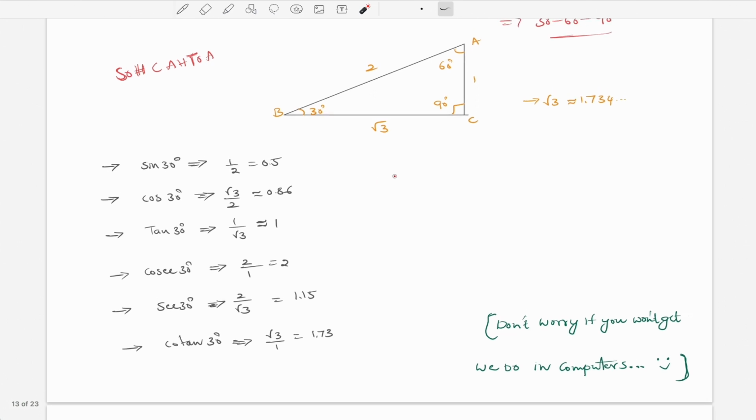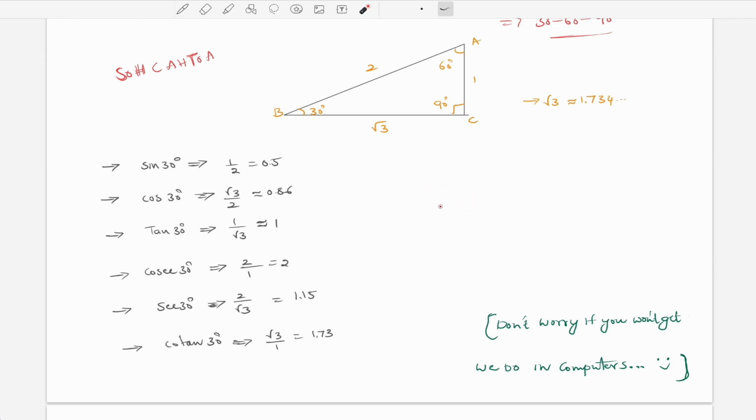So I hope you have a basic understanding of all these. Don't worry if you don't get it, please watch it again. And don't worry if you don't know how to find the root 3 value or this 2 by root 3 value. We don't do it manually, we do it with the help of computers and beautiful libraries. It is easy: we just type the root 3 value, and the computer is going to give the answer. Why waste our time and hard work finding these values?